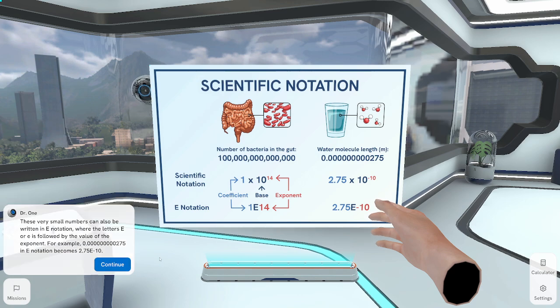These very small numbers can also be written in E notation, where the letter capital E or small e is followed by the value of the exponent. For example, 0.000000000275 in E notation becomes 2.75 e minus 10. Overall, E notation is a compact way to represent very large or small numbers by using powers of 10, simplifying complex calculations and making data easier to read.